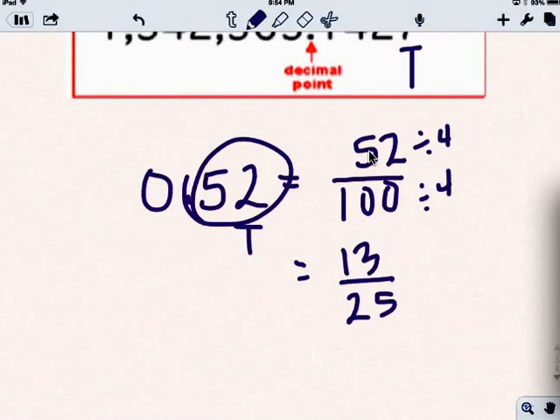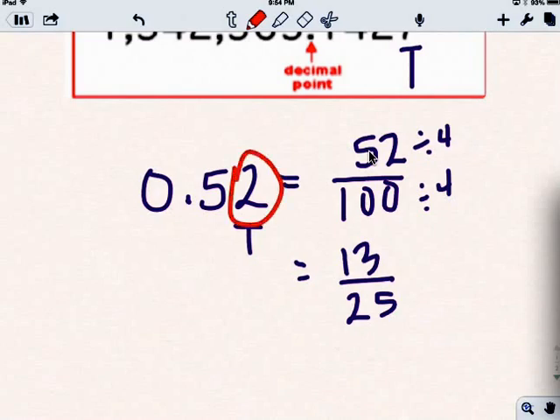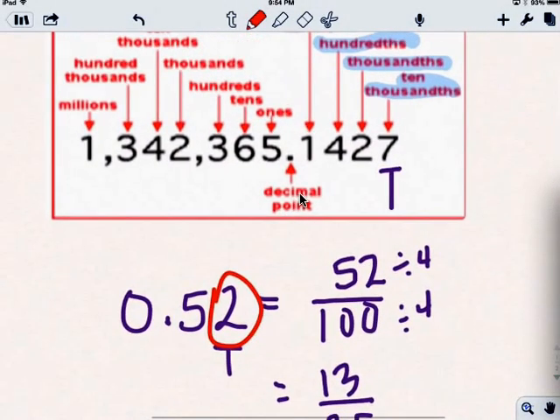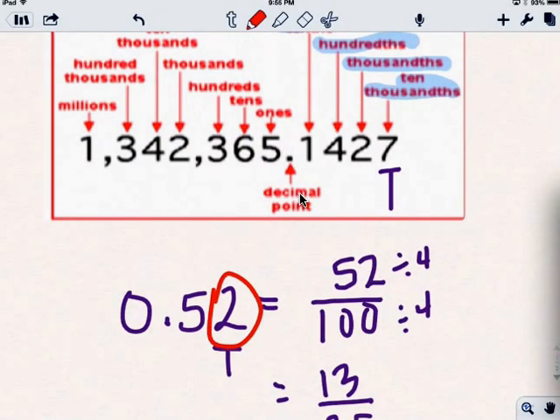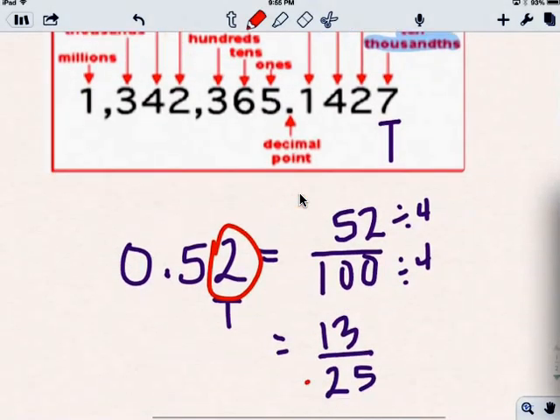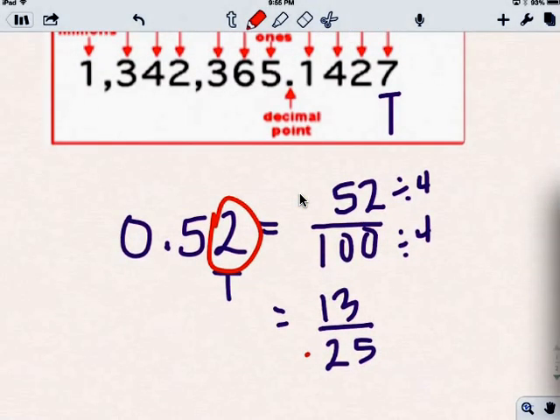We look at the place value of the last number in that decimal, so in this case the 2. It's in the hundredths place, and if we don't remember that, we go back up here. And there it is. Hundredths is our second decimal place value to the right, so that becomes our denominator.